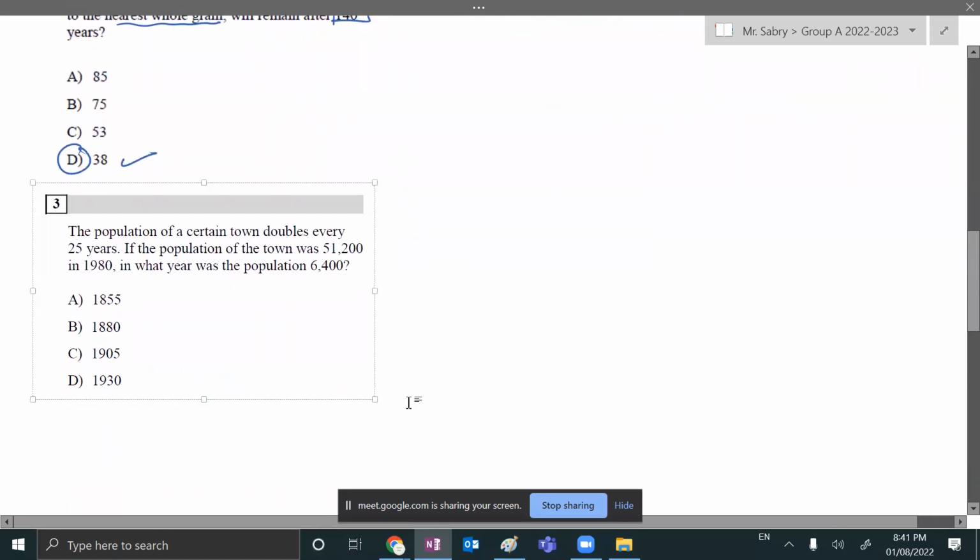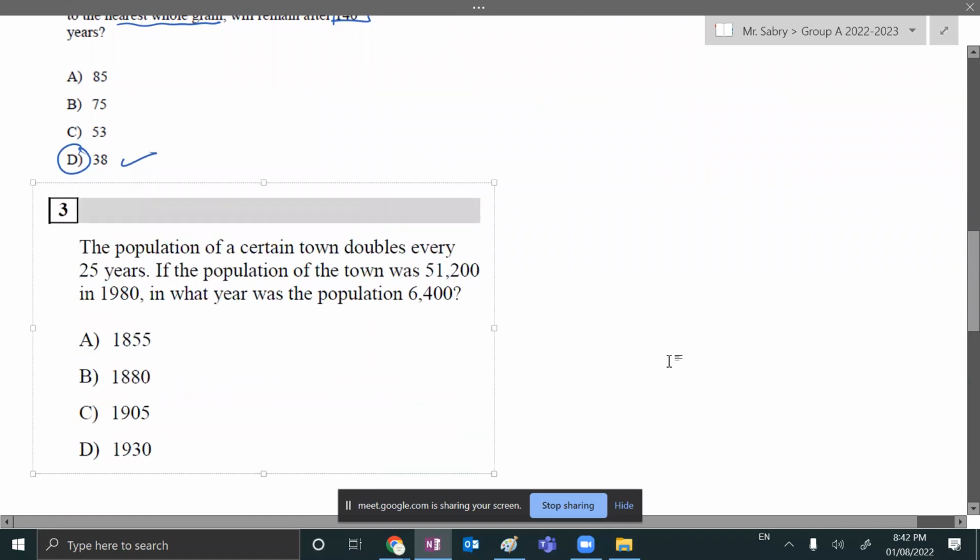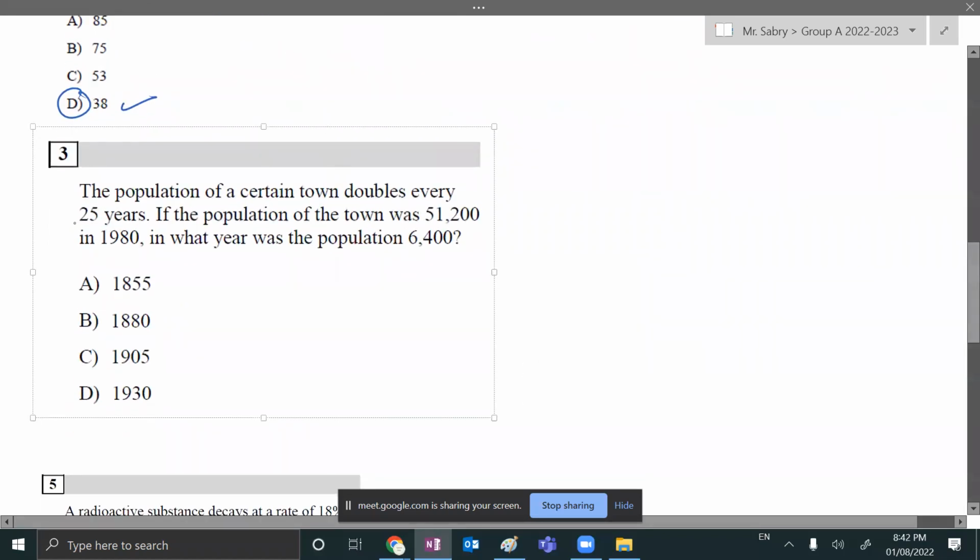Awesome. Moving on to this one, the population of a certain town doubles every 25 years. So because it doubles, this means that B must be equal to 2. Because this happens every 25 years, the power of the B must be divided by 25. If the population of the town was 51,200 in the year 1980, in what year was the population 6,400? This is the trick a little, okay?